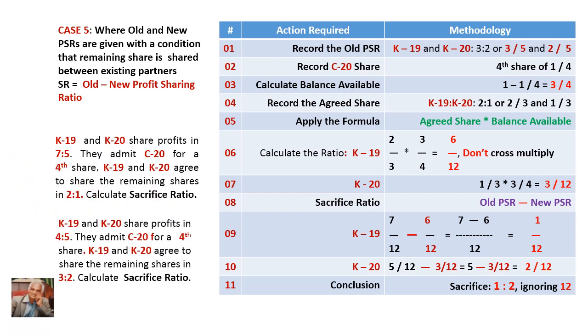Sacrifice ratio, therefore, for K19 it is 1 by 12, K20 it is 2 by 12. Conclusion, sacrifice is 1 is to 2, ignoring 12. Based on that, I have created an assignment for you, which you can do.